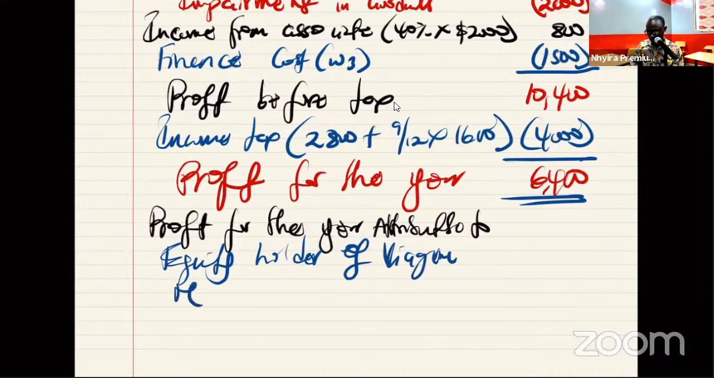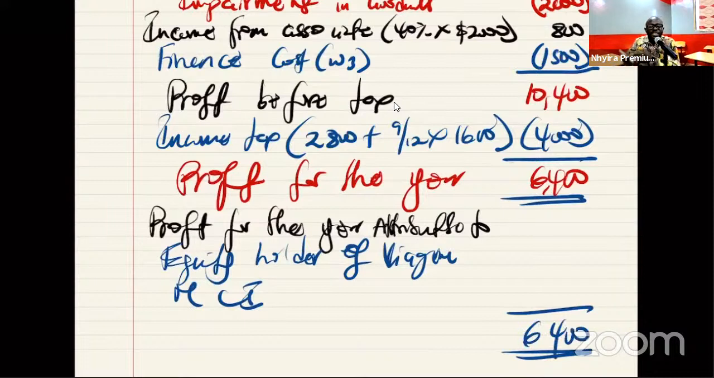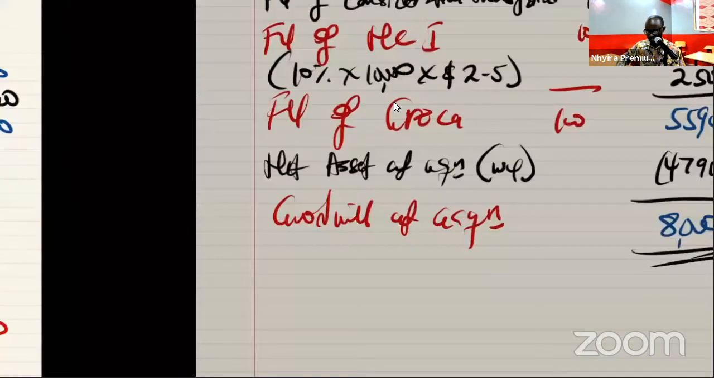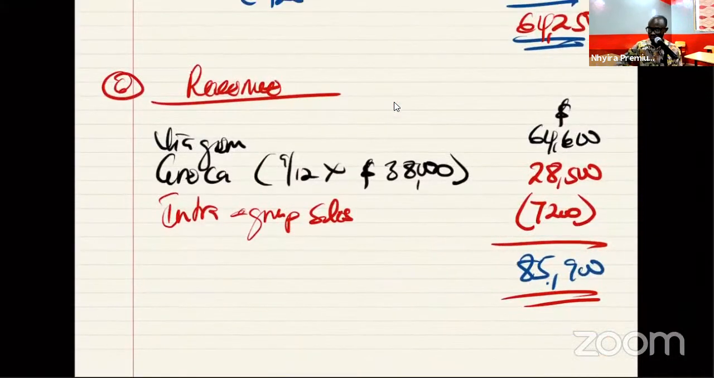And then NCI. So how do we do the split? Stay with me carefully here. We know our total profit is 6,400. But how do we get NCI's share of that profit? So quickly, we need to do our last workings. And that will be my working 7 quickly so that we can calculate the post-acquisition profit.